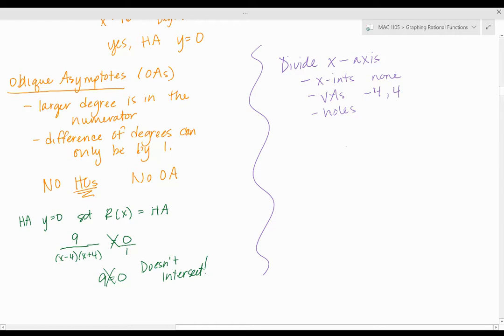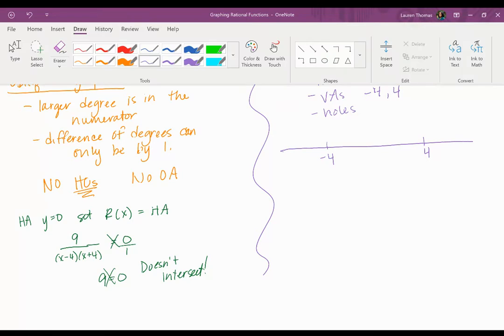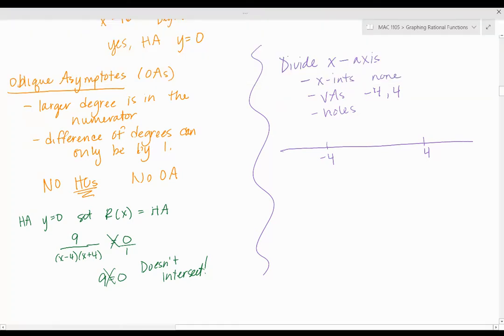So if I draw a number line, I'm going to place those values on there the way that they would naturally occur. So -4 is smaller, so I'm going to make it over here, and 4 is larger. Now I need to choose test points because I'm interested to see whether my graph is above or below. So these created intervals. This interval is from -infinity to -4, the one in the middle is from -4 to 4, and the last one is from 4 to infinity.